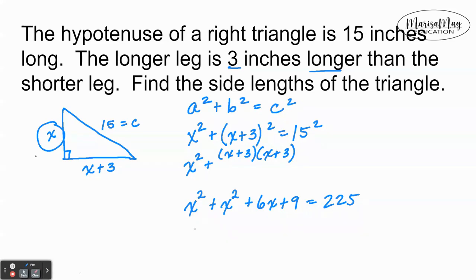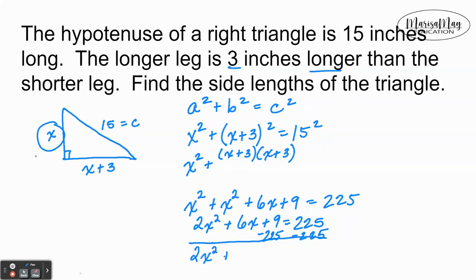All right, so combine these X squares. That gives me 2X squared plus 6X plus 9 equals 225. And then you'll want to move your 225 over so that we get it equal to 0. That's really the key that we're going after. So that gives me 2X squared plus 6X, and then now I've got 9 minus 225, which is minus 216.